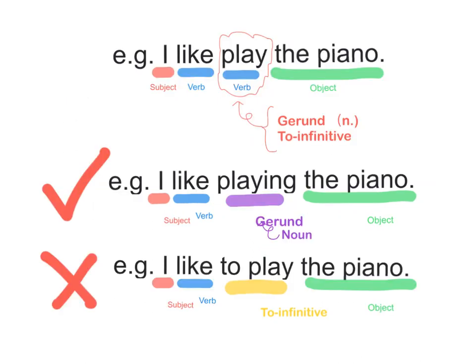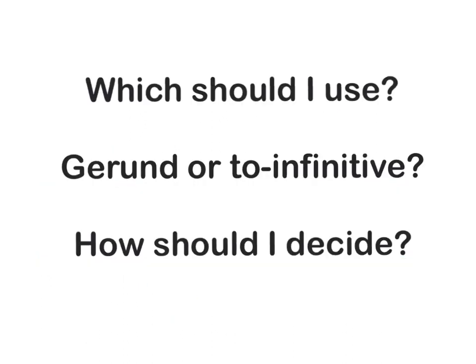Okay. So when we change the second verb into a gerund or to infinitive, it's not like we can change it to whatever we want. For example, the sentence, I like playing the piano. The correct one is to change the verb into a gerund. I like playing the piano instead of I like to play the piano. This one is incorrect. This one is correct. So which one should I use, a gerund or a to infinitive? How should I decide?